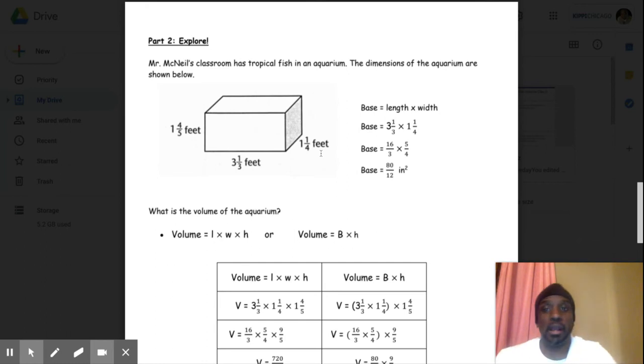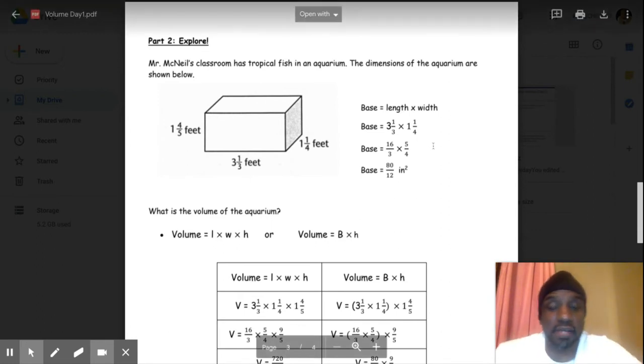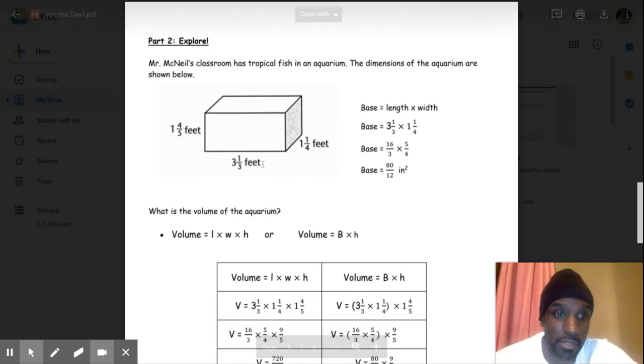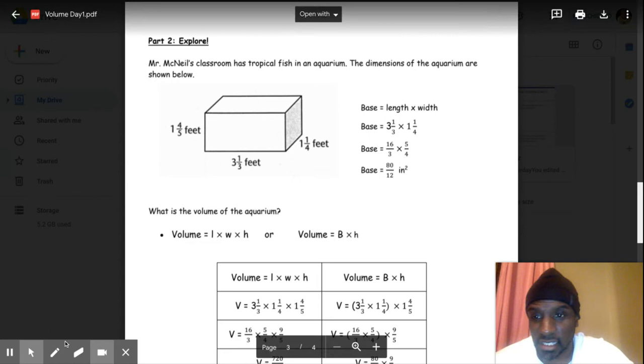Now, remember, I always told you guys, when you see mixed numbers, what do you do? Some of you guys should have said in your head, you always change mixed numbers into improper fractions. That's something I've always taught you guys. Okay, so don't forget that. So we're going to change all of these mixed numbers into improper fractions. But let's look and see, can we figure out what our base is real fast? The base is nothing but the area of the bottom.